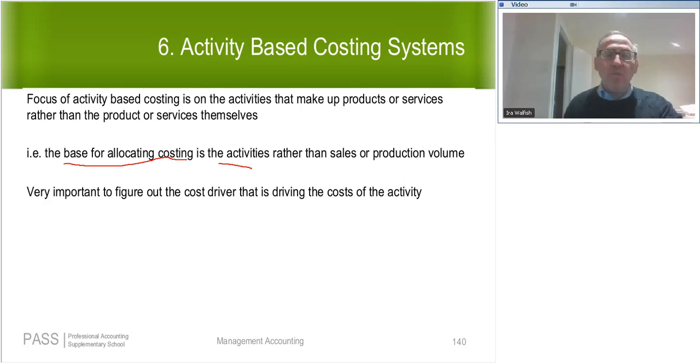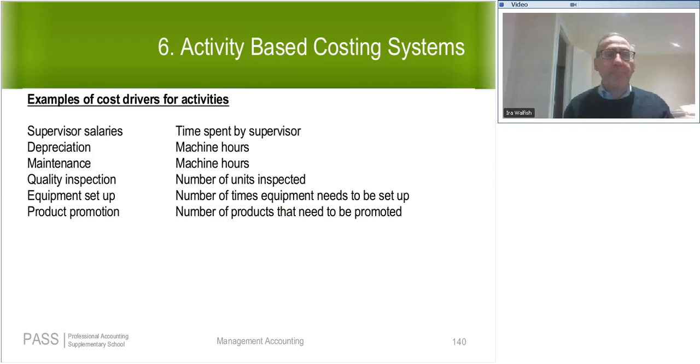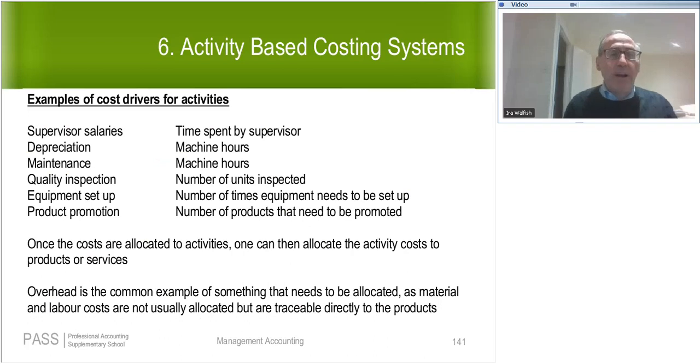So the key to activity-based costing, the crux of activity-based costing, is figuring out the cost driver that drives the cost of each activity. Here are some examples of cost drivers. Let's say, for example, we're dealing with supervisor salaries. Probably what drives supervisor salaries is the time spent by the supervisor. Depreciation and maintenance, basically, you would think would be driven by machine hours. The greater the number of hours that you run the machine, the higher your depreciation, the higher your maintenance.